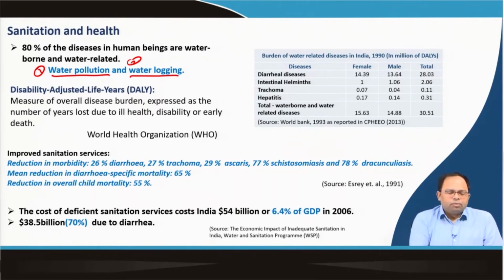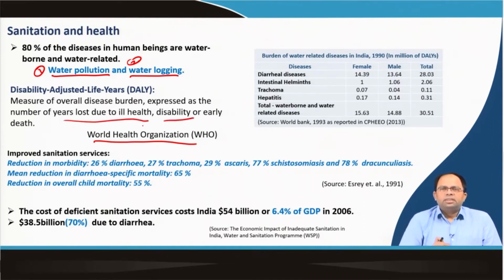So, one term that the World Health Organization used to measure the impact of these diseases, for any kind of disease but particularly water pollution, is disability adjusted life years or DALY. This is a very, very important term, which measures the overall disease burden expressed as the number of years lost due to ill health, disability or early death. So, this is expressed in total number of years a person loses in his life. In India in 1990 there was a study and the value is in millions of DALYs. That means for the entire population in India in 1990.